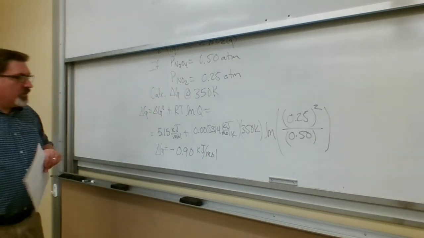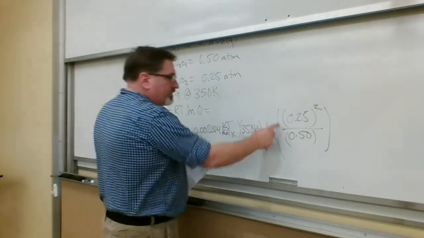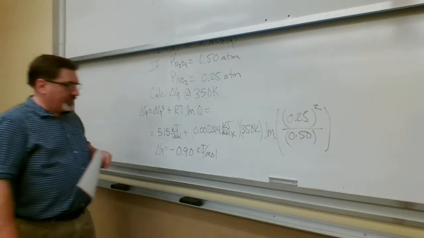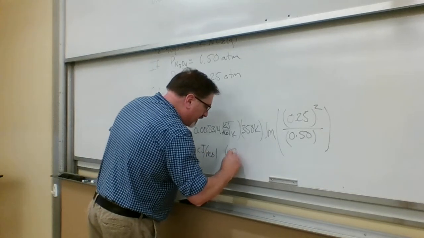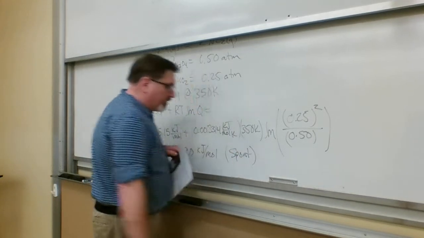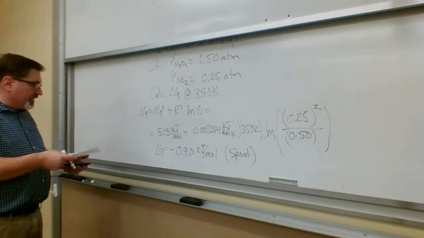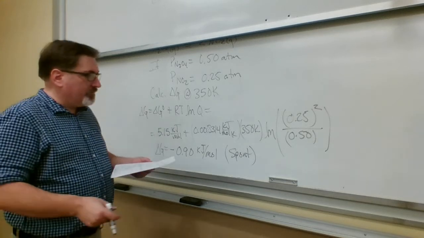kilojoules per mole. So at these pressure conditions and at this temperature, delta G is slightly negative. So it is still spontaneous, but not very much. But it still does fit the spontaneous requirements.